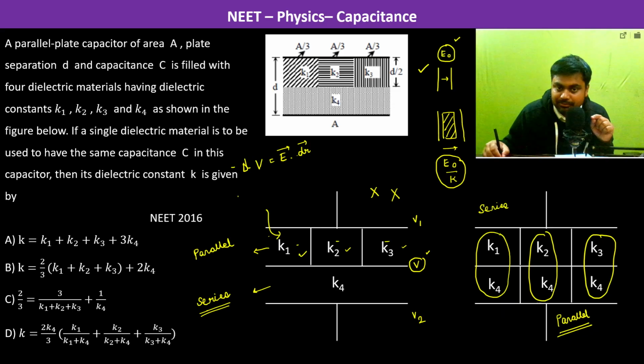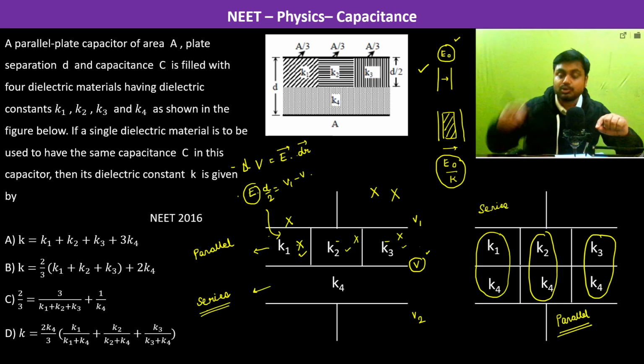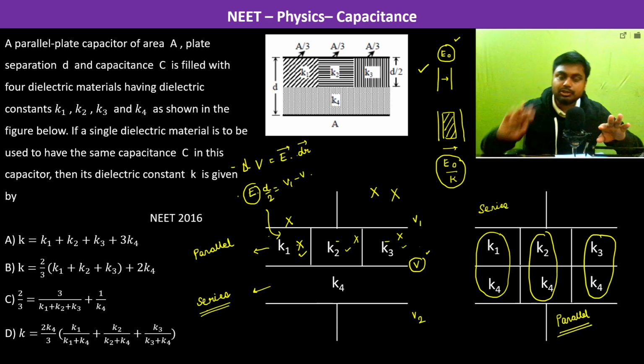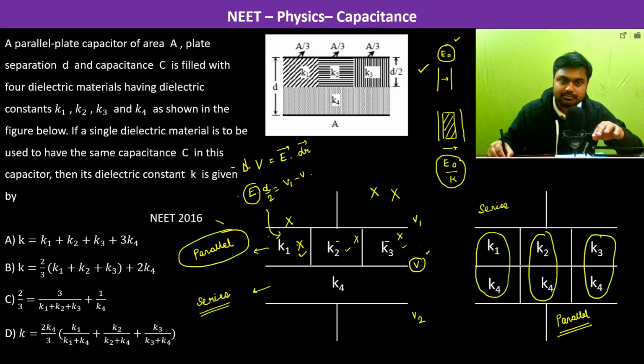If the potential is the same, that means the electric field is going to be the same: E into d by 2 should be equal to V1 minus V. But this is not the case. The electric field will not be the same in all three of them, so the potential will be different, and therefore we cannot take this to be in parallel. This has to be very clear.